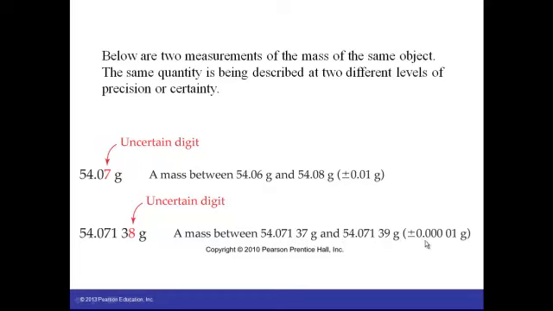So it's plus or minus 0.00001 grams around this estimated position. So that's our uncertain digit. That's really what the uncertainty means when you write out your significant figures.